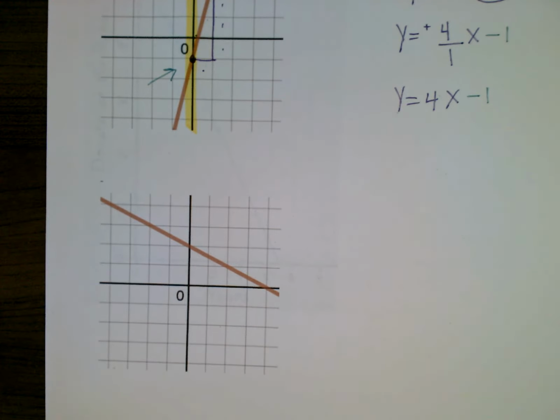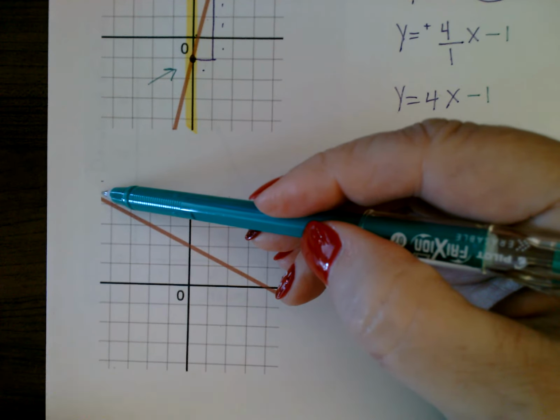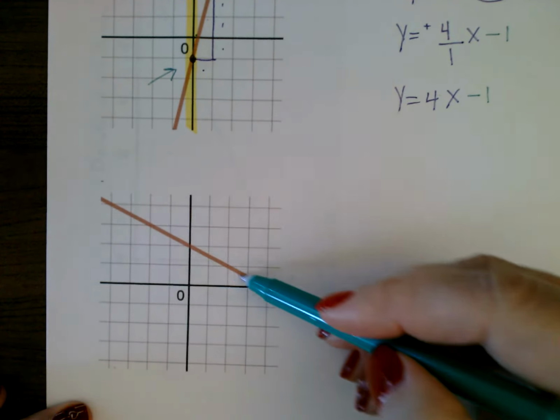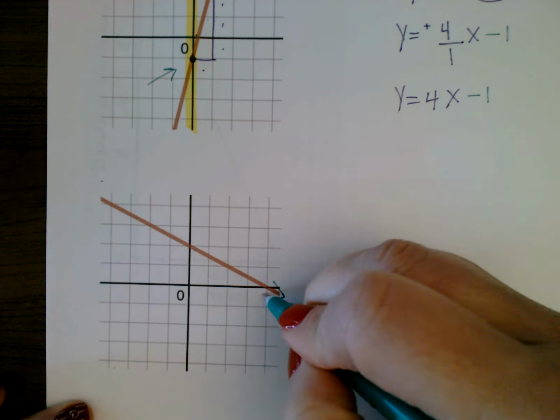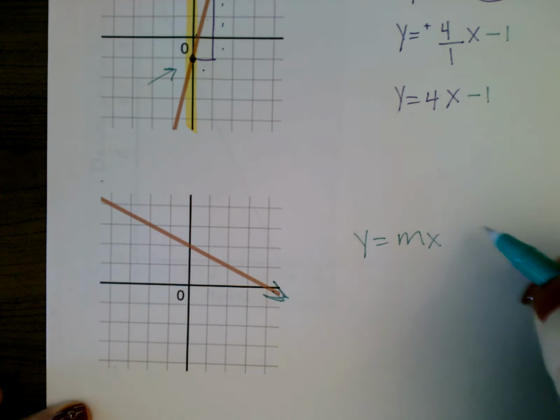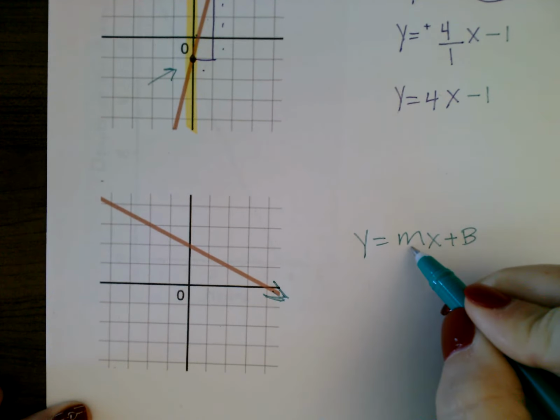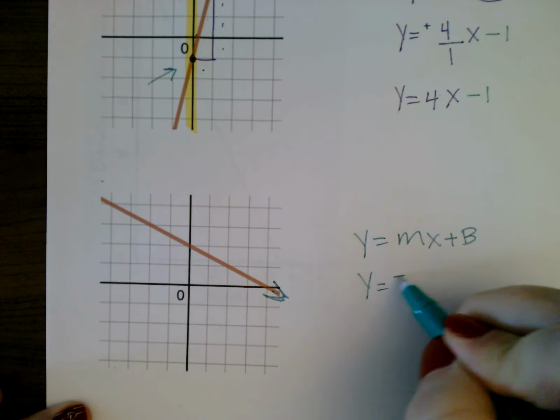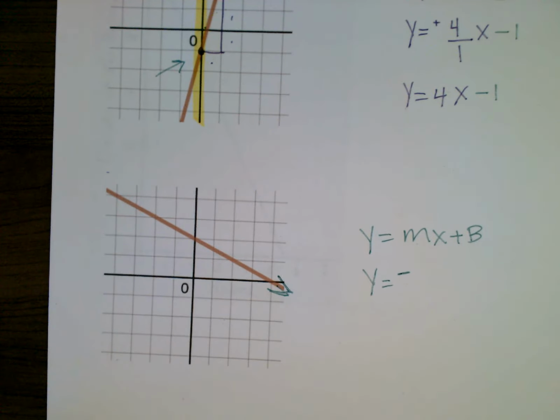Now we'll do the same thing with the second graph. Putting your pencil all the way on the left, if I trace this line, I notice it is going downhill. Therefore, my rate of change, or my slope, will be negative. So I'm going to draw a negative sign before I forget.